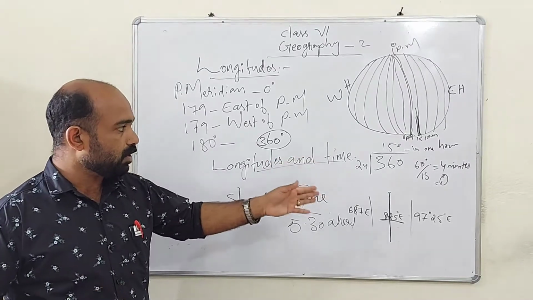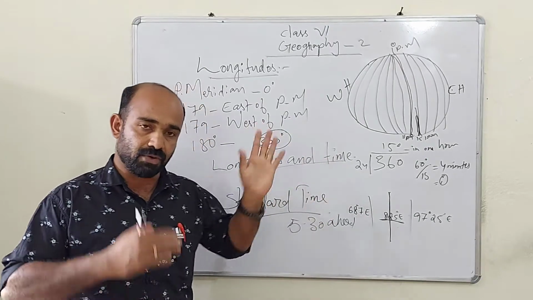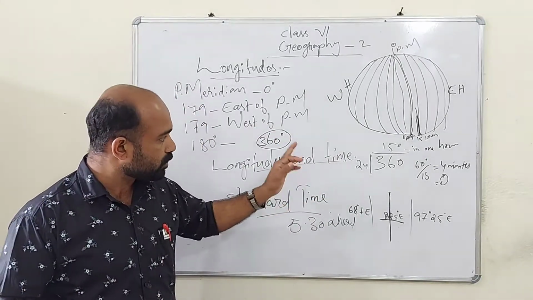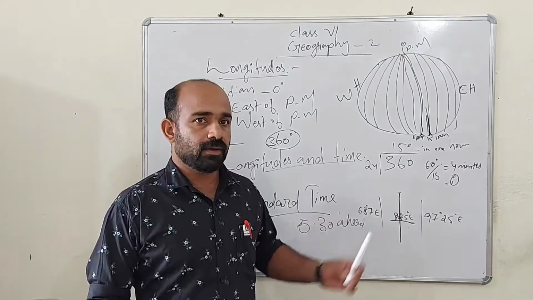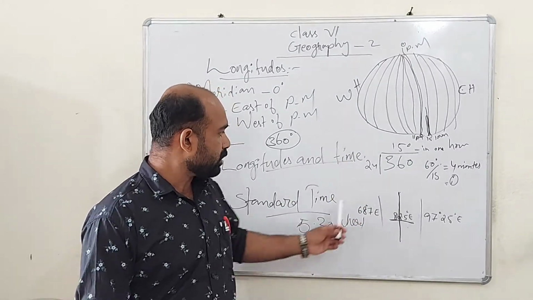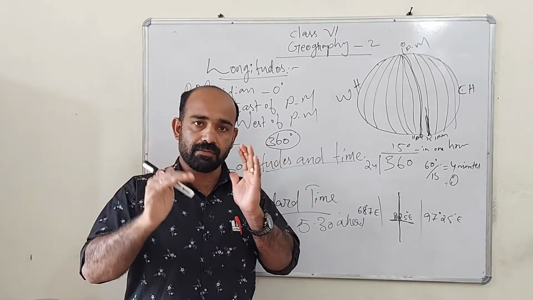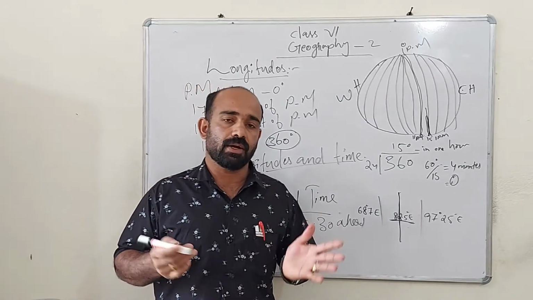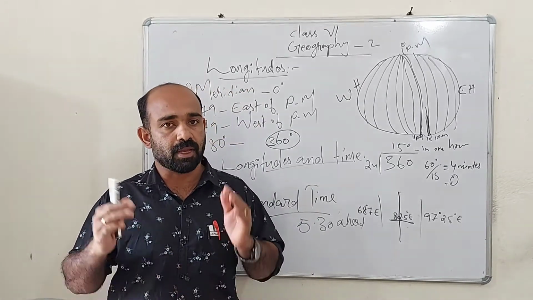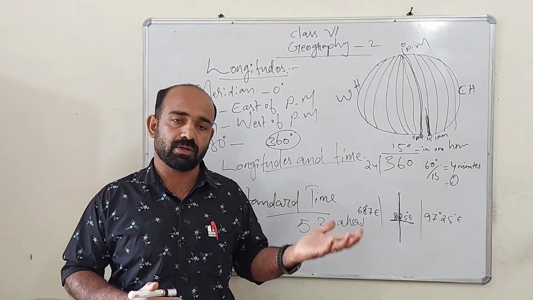And longitude and time, you have seen that there are 360 longitudes, and for rotating 360 degrees, Earth takes 24 hours. So in 1 hour Earth rotates 15 degrees of longitude. So we have seen that in every country there will be one standard meridian, because if there is no particular time for a country, all the activities of the people will collapse. People cannot move from one place to another place. Business activities will collapse, and movement of the people will collapse.